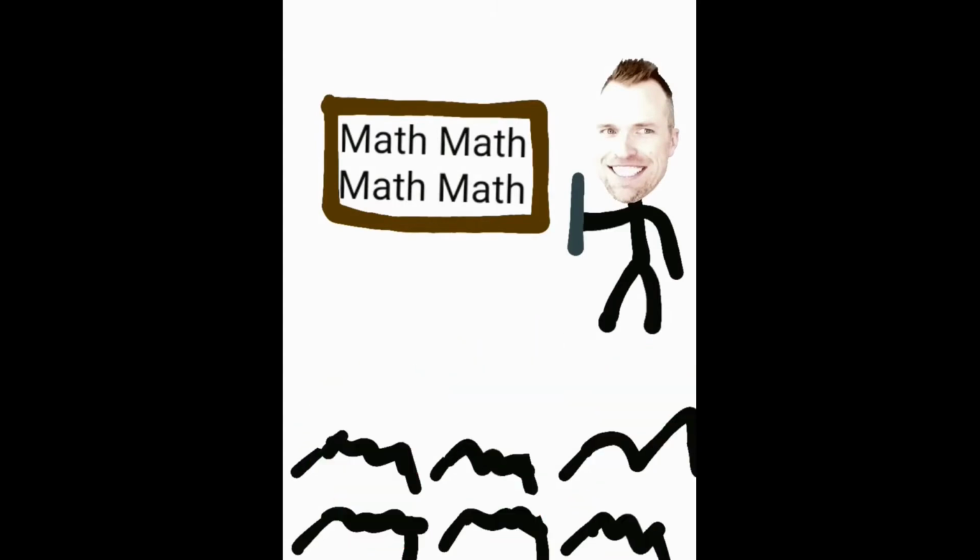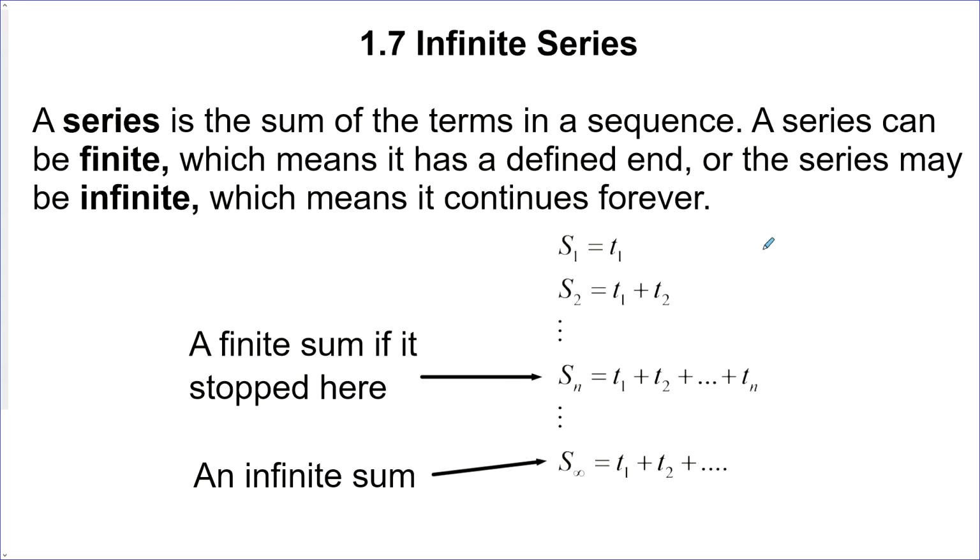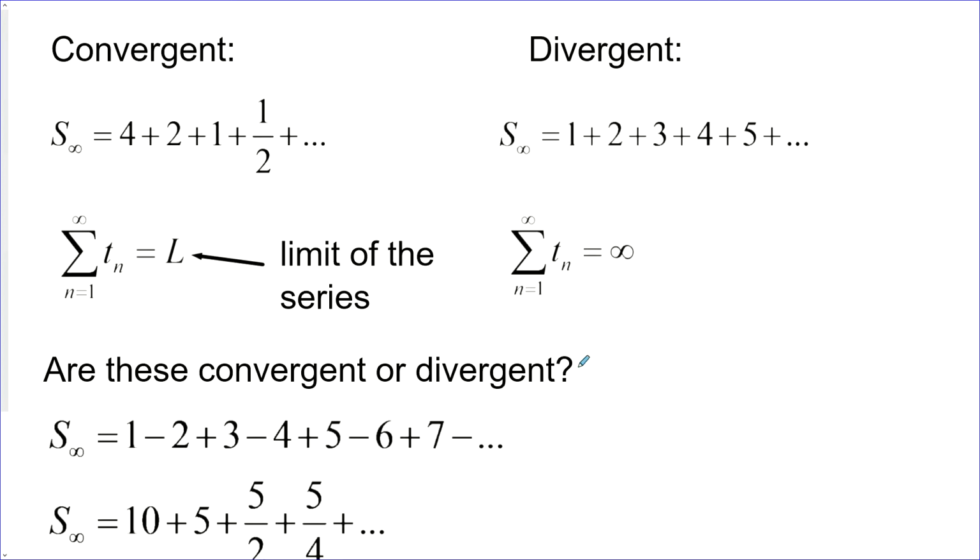Oh man, again? 1.7 Infinite series. A series is the sum of terms from a sequence. They can be finite, but we're going to be interested in infinite series. Infinite series can be convergent, so as we add more and more terms, they get closer and closer to a value. They can also be divergent. As we add more and more terms, they diverge to positive or negative infinity. This is called sigma notation, and it's named after the capital Greek letter sigma.